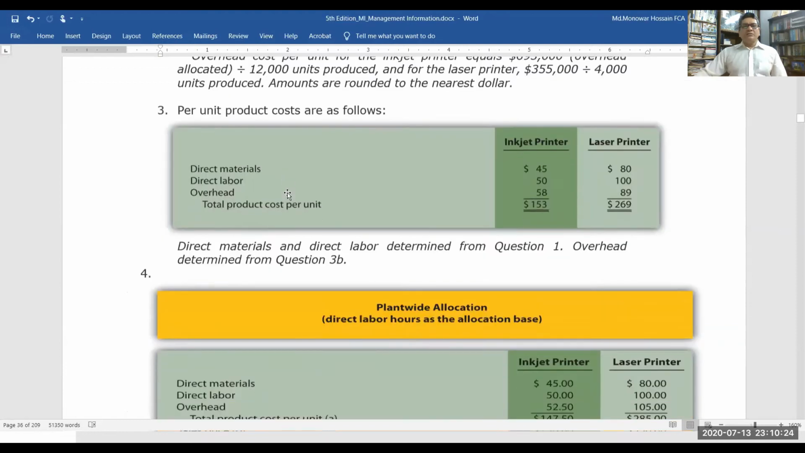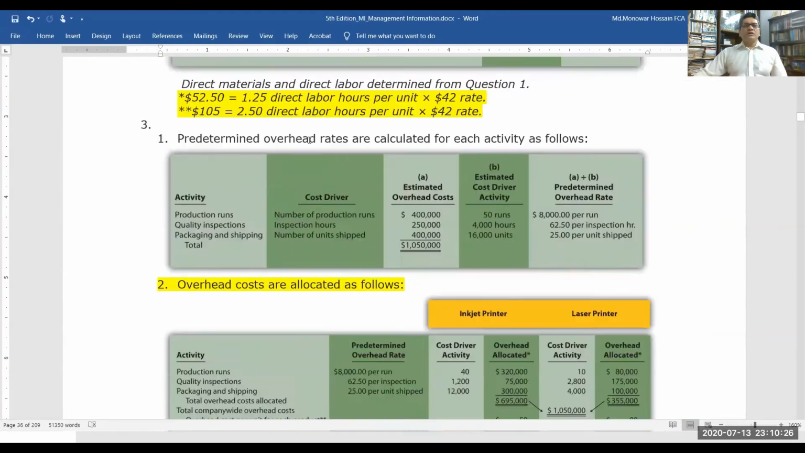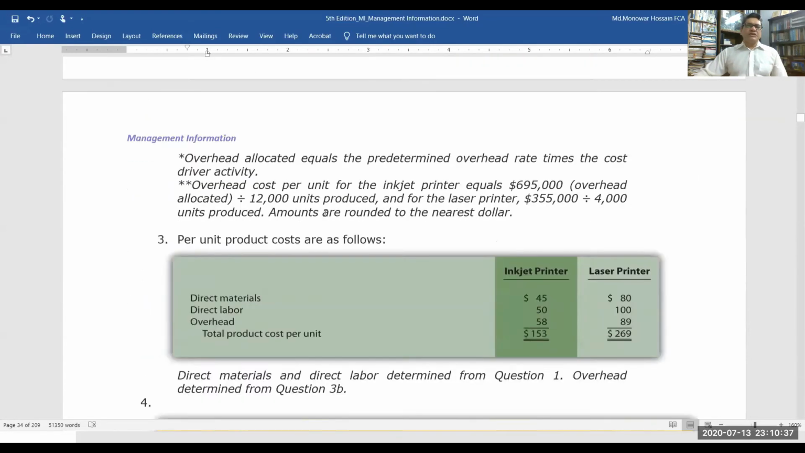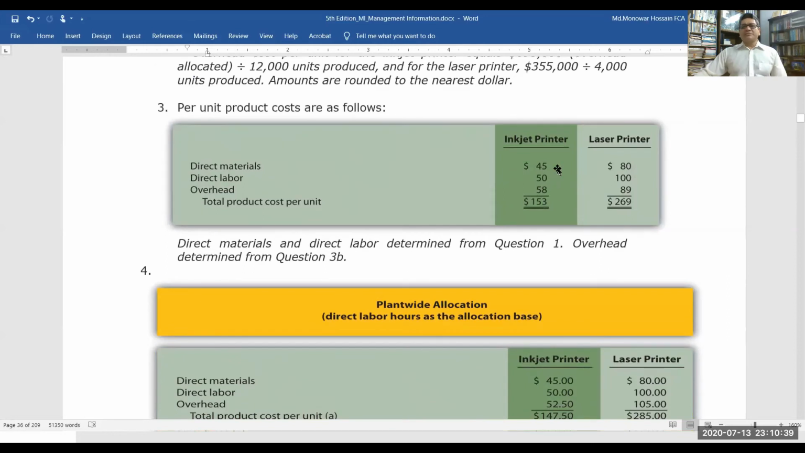Okay. Now, if we see requirement 3, what is the product cost per unit? The product cost per unit would be direct material 45 for the inkjet printer, direct labor 50 and overhead 58, total $153, and for the laser printer $269. The cost per unit is $153 for inkjet and $269 for laser.